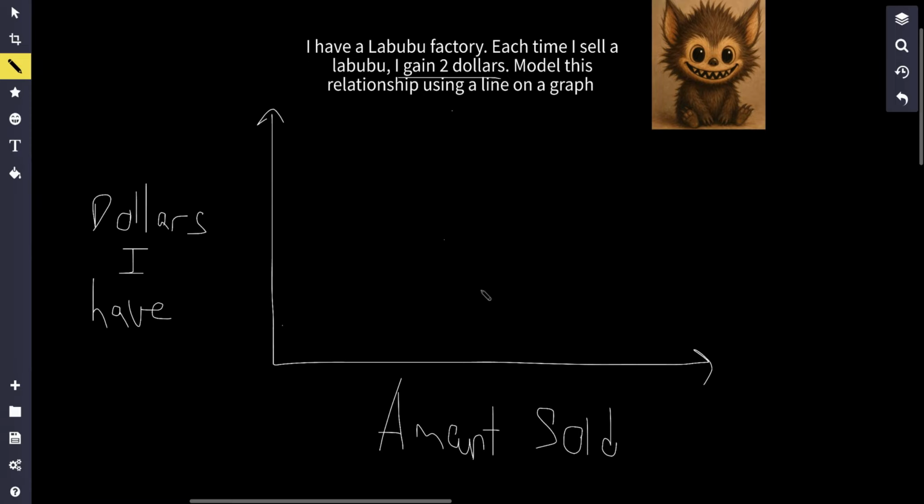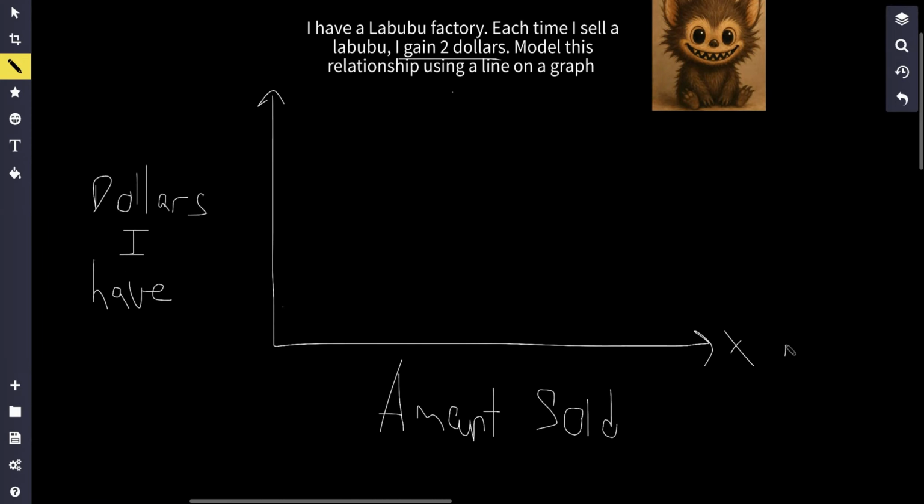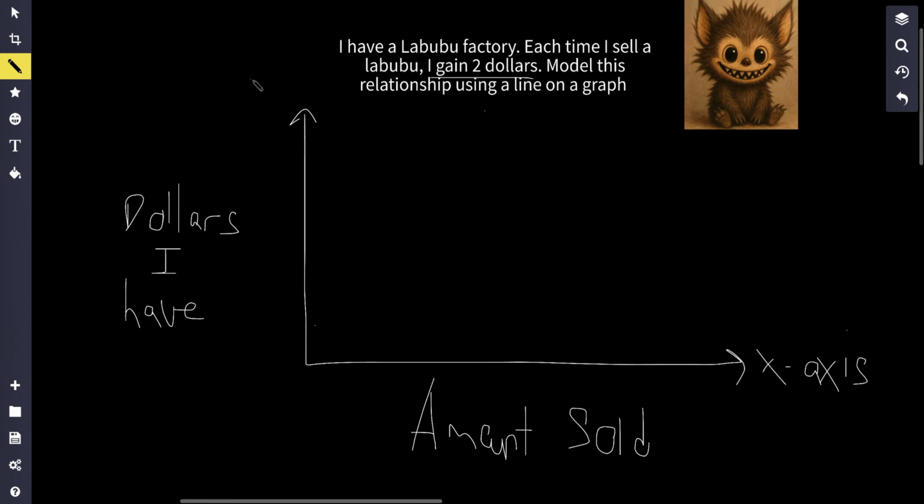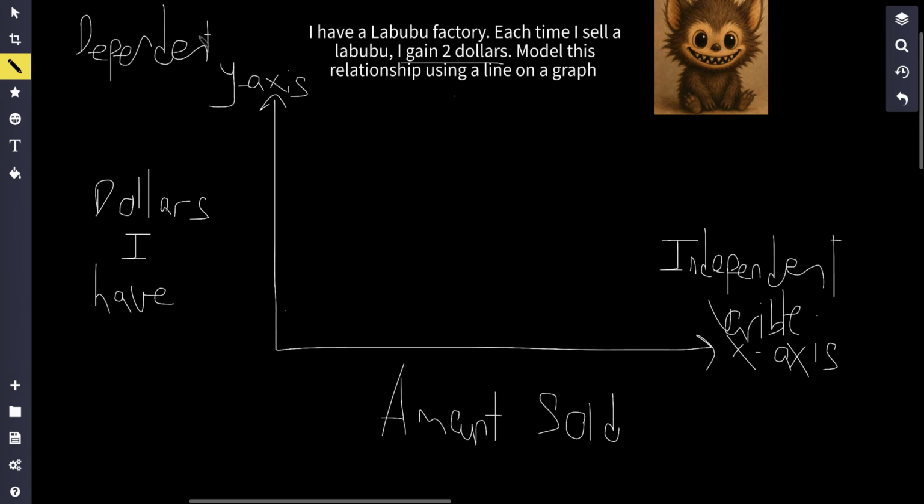Well, when you're graphing lines, you're going to have an x axis, and you're going to have a y axis. Now, the x axis represents something known as the independent variable, and the y axis represents something known as the dependent variable.